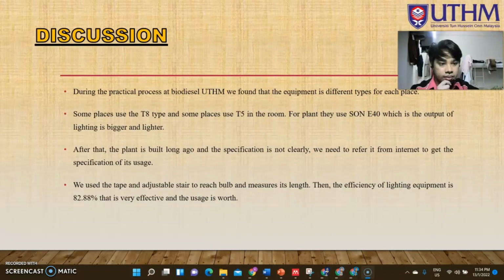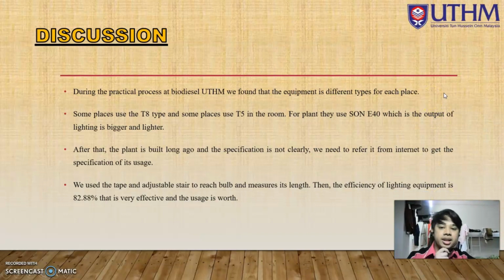For the discussion, during the practical process at the biodiesel station, we found that the equipment is a different type for each place. Some places use the T8 types and some places use the T4, T5 in the room. For the plant, they use Sun E40, which is the output of the lighting is bigger and brighter.